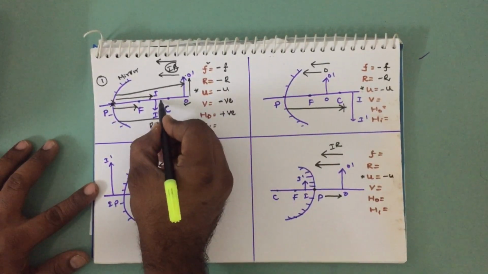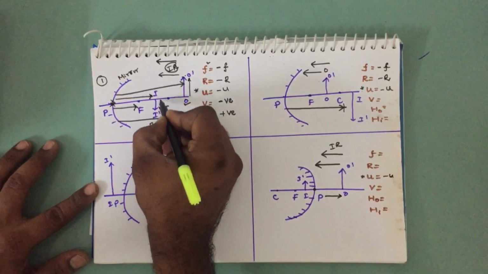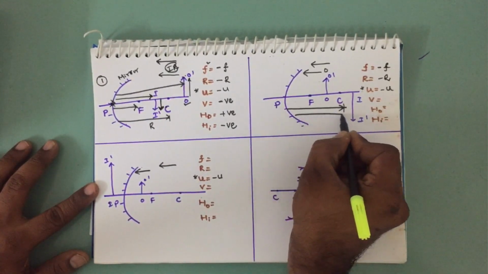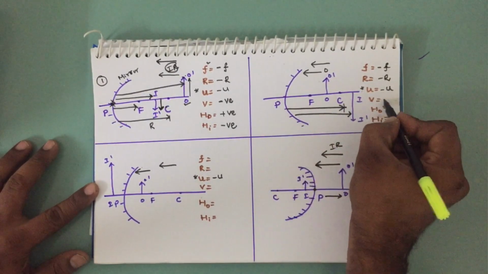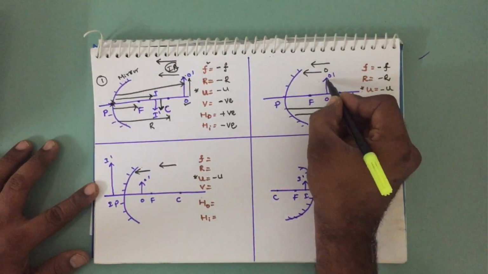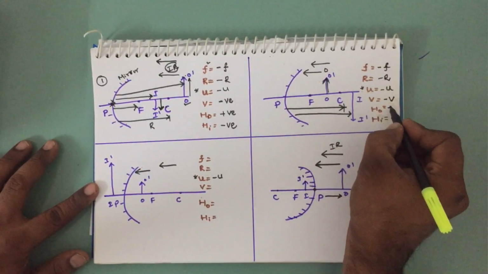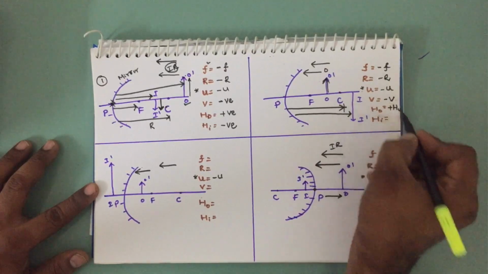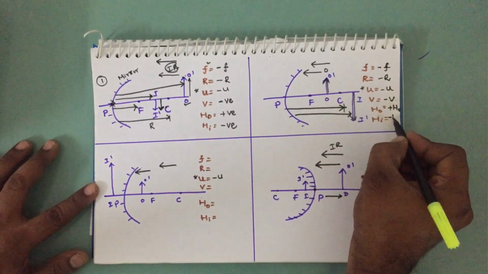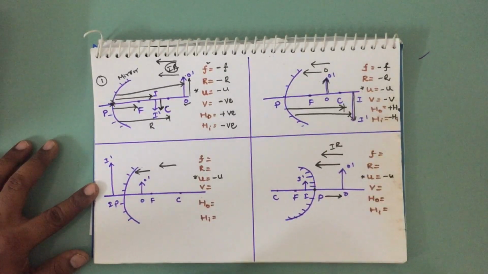And coming to the image, in this particular case the image is formed below the principal axis, so its height will be negative. The image is formed outside of the mirror in the second situation, so here also the image distance is negative. The height of the object is above the principal axis, so it is positive. Here the image is formed below the principal axis, as a result the height of the image is negative.